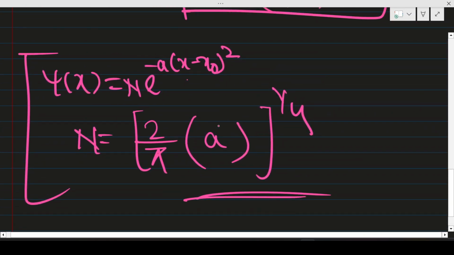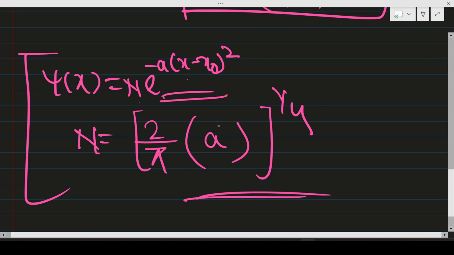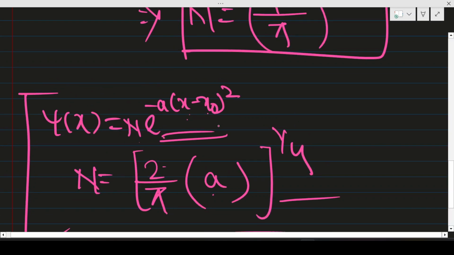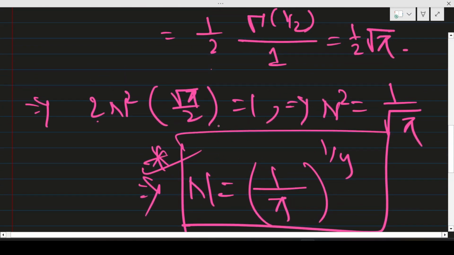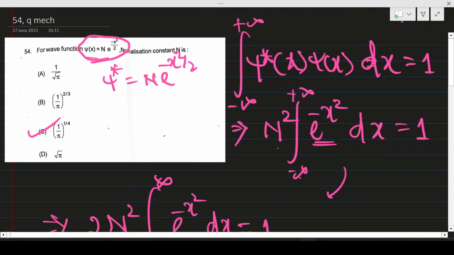Which can be written as N into e to the power minus a (x minus x naught) whole square. This is basically the Gaussian function. For the Gaussian function, the shortcut formula for the normalization constant is (2 by pi times the coefficient of (x minus x naught) whole square) whole to the power 1 by 4. So using that also you can find it, but the general procedure is using the normalization condition and solving the integral.